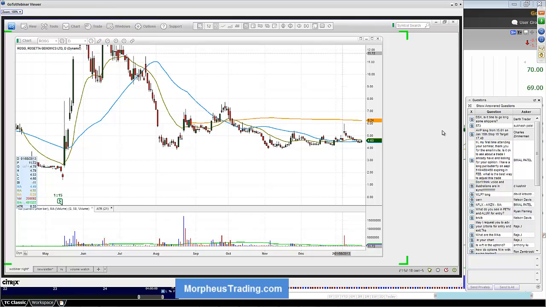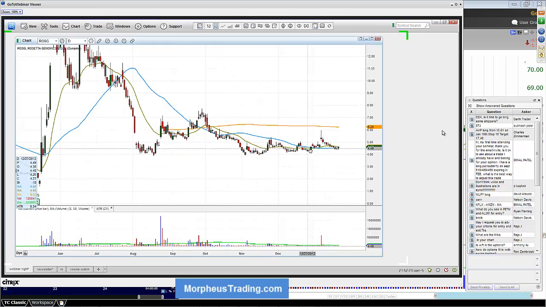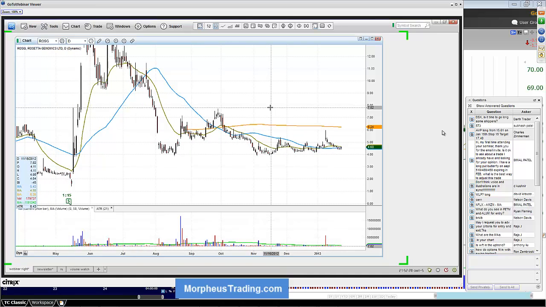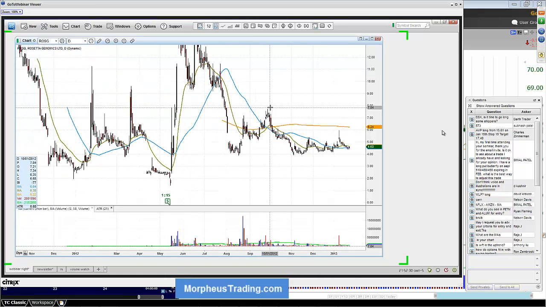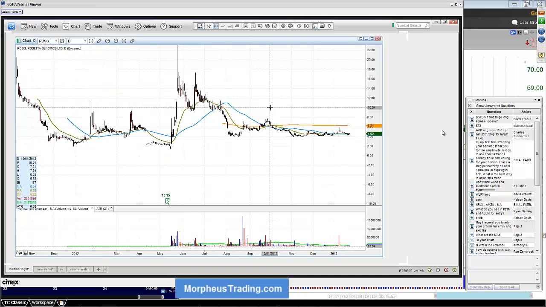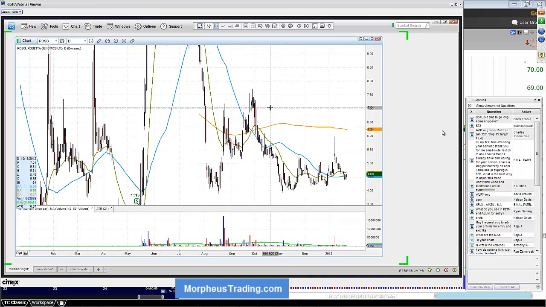With ROSG just going sideways here at the lows, it really isn't something you want to get involved with until it can break above the 200-day MA. It's just been in a long-term downtrend, and it's pretty volatile as well. It's so volatile I can't really get a good chart on it. See how wide and loose the price action's been.